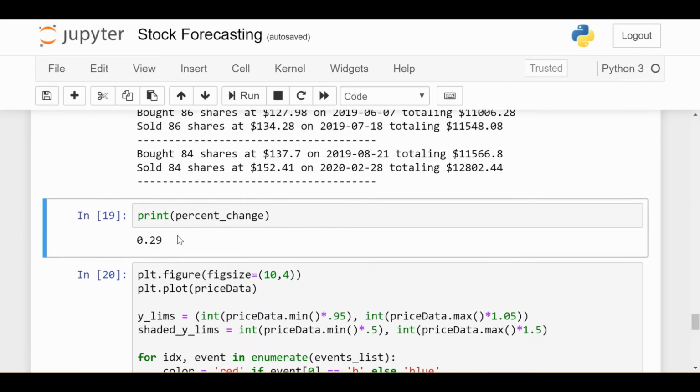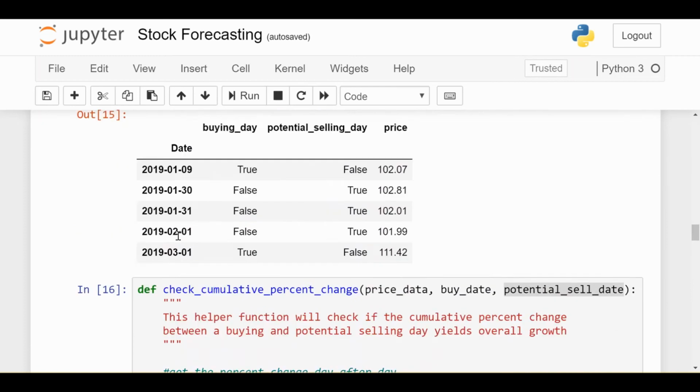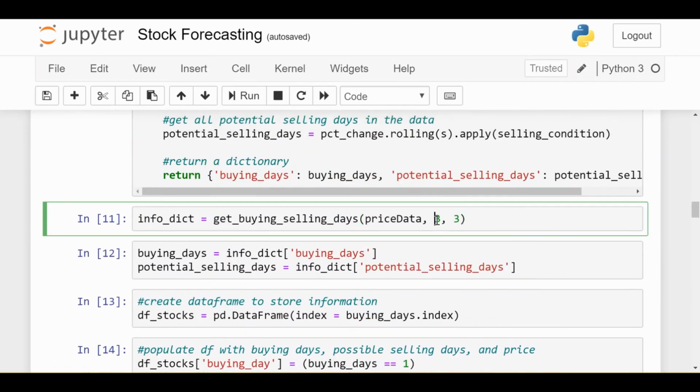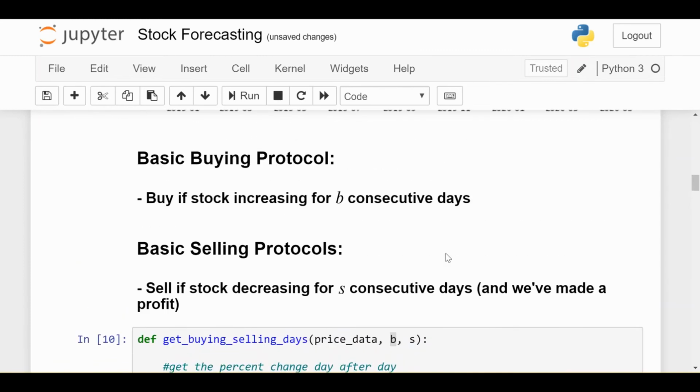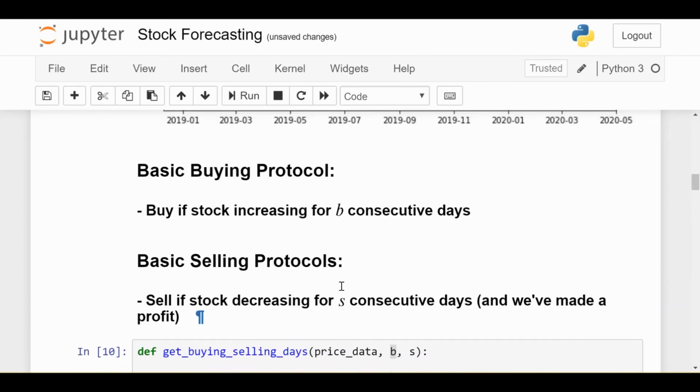Now, one big question is what happens to this percent change if I were to fudge with the parameters a little bit? So what if I did 1, 1 instead? Now, before I run all these cells again, let's think about what this means. So remember, 3, 3 was the values of B and S. So before I was saying only buy the stock if it's increasing for 3 days consecutively, and then only sell it if it's decreasing for 3 days. Now, what's the behavior going to be like if I change these values to 1 and 1?